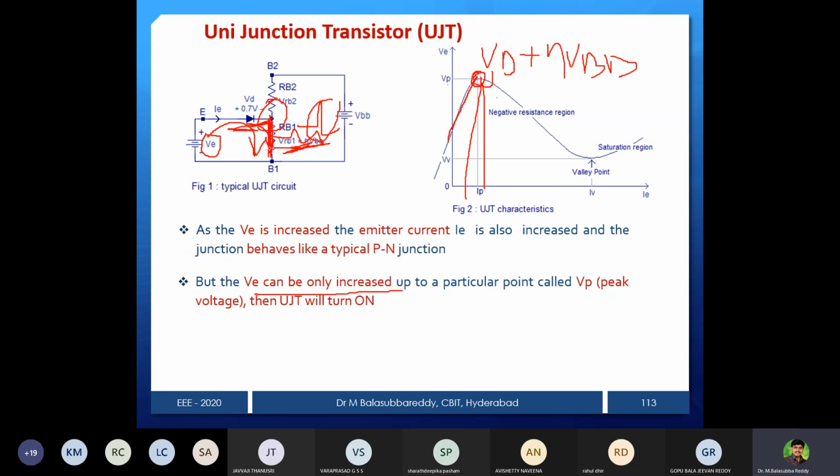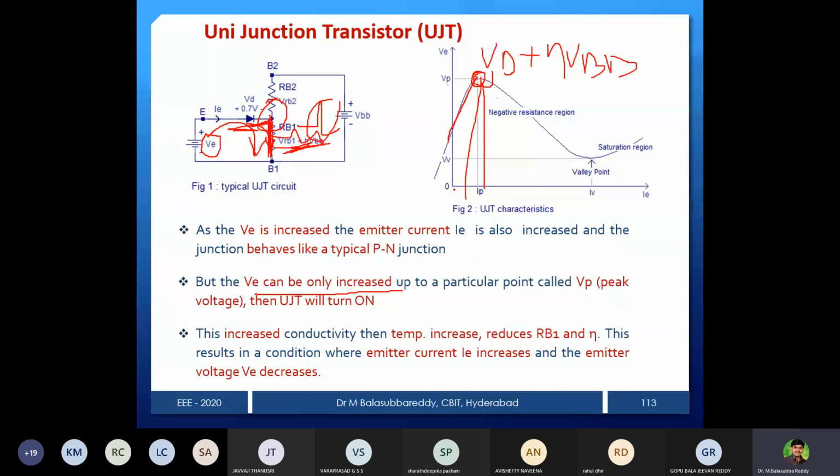Once the device is triggering, it will conduct. So you can see that once VP is reached, the device will turn on. This increases the conductivity, then the temperature increases and reduces RB1. That's what I told you. Now RB1 gradually reduces to a very small value, and this results in a condition where the emitter current increases and the emitter voltage decreases. Now you can see that the voltage is gradually decreasing. Once this voltage reaches the valley voltage, the device cannot withstand the on state. That is the reason it goes to the off position again.